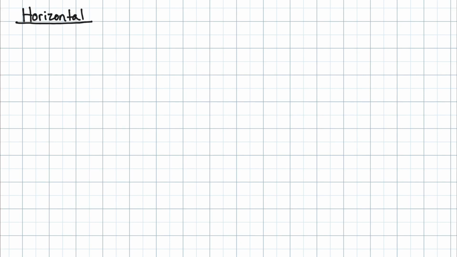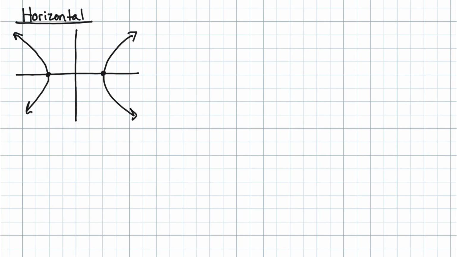Here's what this looks like. We call it a horizontal hyperbola because that's which way the parabolas will be facing. So you have a parabola over here, and one equidistant from the center over here. Now, here's the equation: (x minus h) squared over a squared minus (y minus k) squared over b squared equals 1.